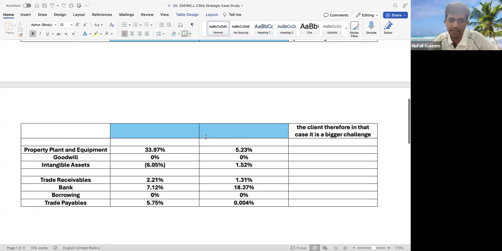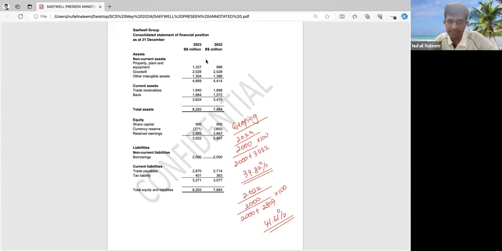Now, in the property, plant, and equipment, students, what has happened is there's a 33% growth. And students, if you observe this 33% growth, that means from 998, it has effectively come to 1,337. Now, students, one thing that you have to keep in mind, we don't have a revaluation reserve. Do you see share capital, currency reserve, retained earnings? Do we have a revaluation? No. Since we don't have a revaluation in this case, we can assume these are acquired property, plant, and equipment.